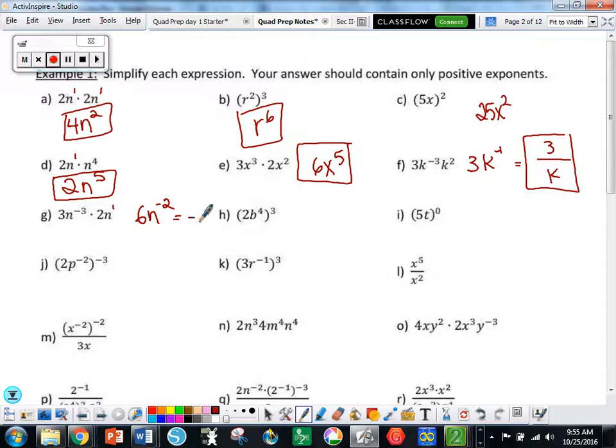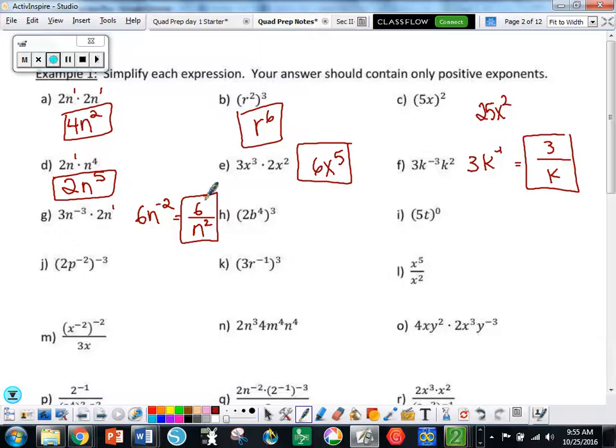So which one's moving? Is the 6 moving or is the n moving? The n goes down. When it goes down, it makes it positive. The 2 is with it because that's the power connected to it. The 6, is it up or down? Yeah, it stays up. Cool, try part H.